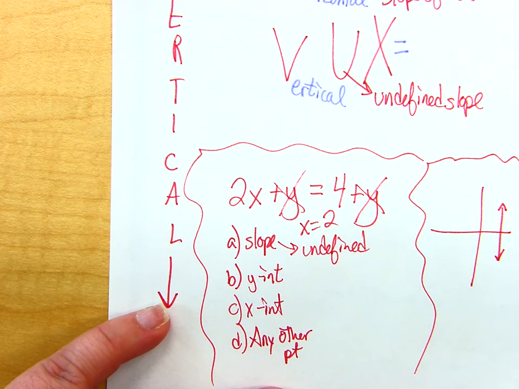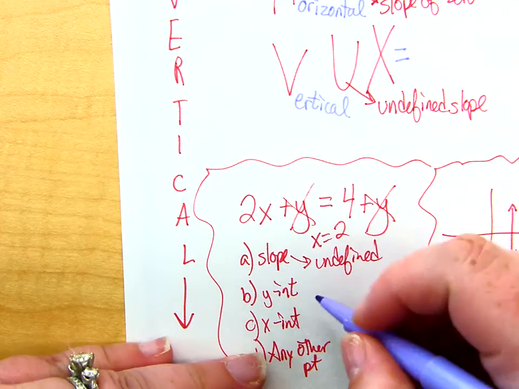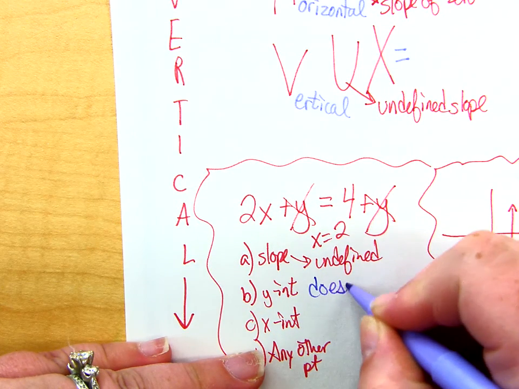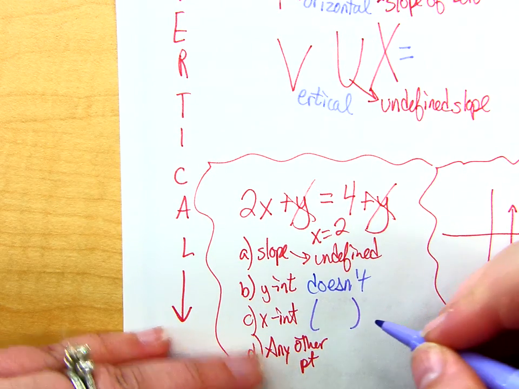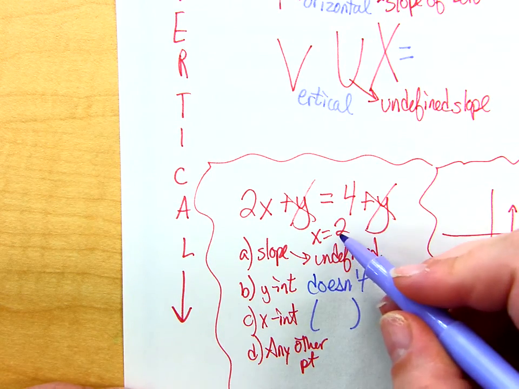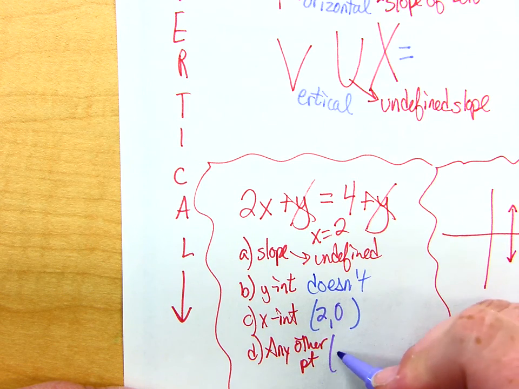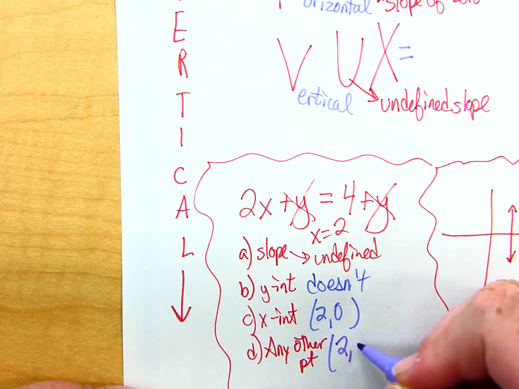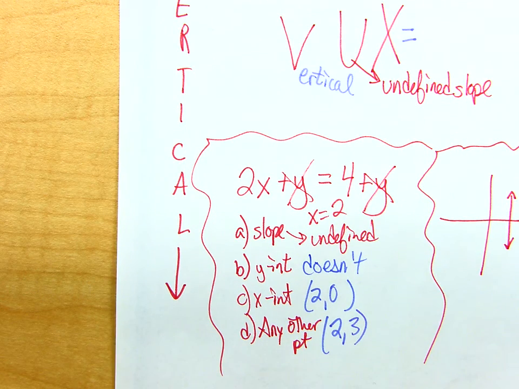Let's see, this is a vertical line, so where's it going to cross the y-axis? Doesn't. Where's this thing crossing the x-axis? Ooh, careful. The 2, yeah. 2, 0. And any other point? Sure. You just have a 2 in for x, then anything you want for y. I literally don't care. It could be a half. It could be negative 27.